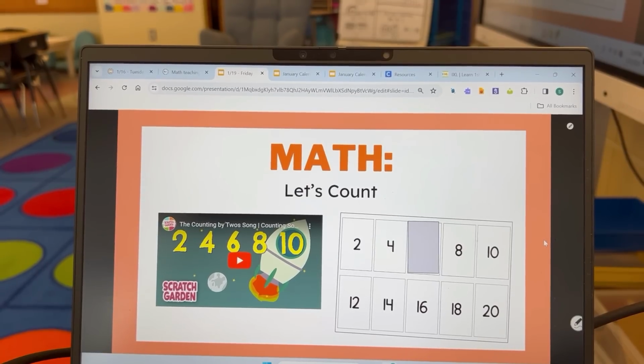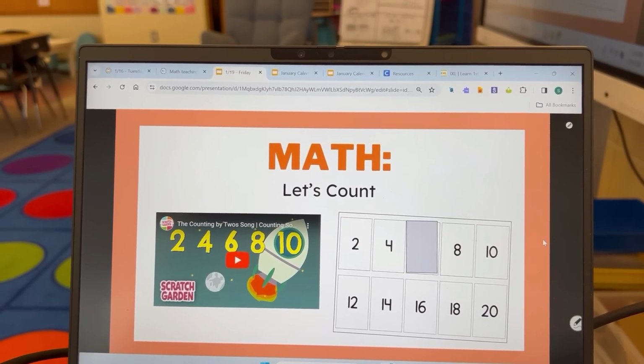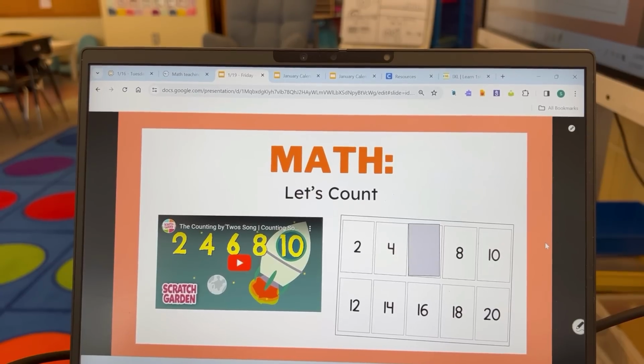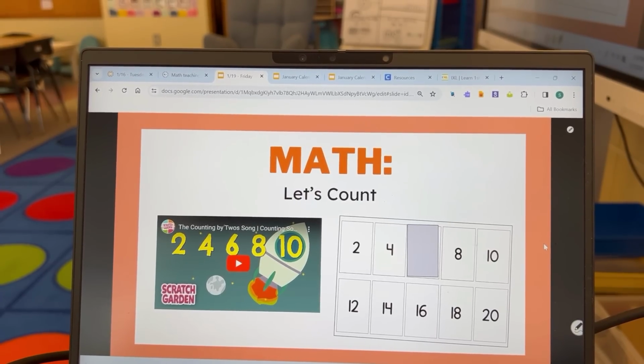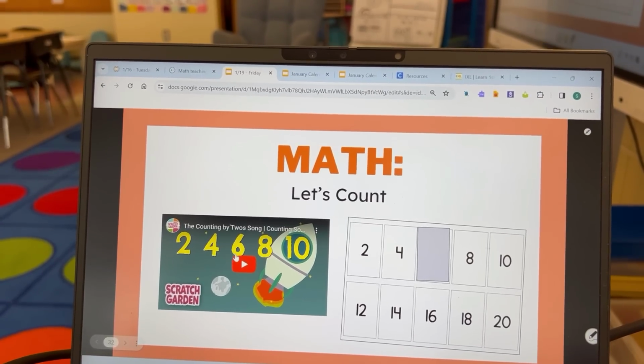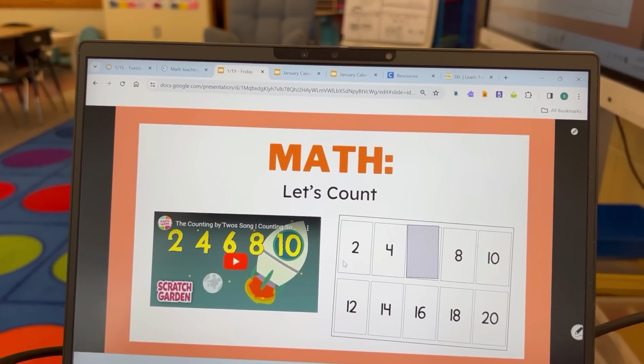I don't remember her exact role, but she's our main math person here at school. We learned this game, and I thought it was such a good one for my students because they are still struggling to count by twos quickly. So we're gonna watch the Scratch Garden YouTube video. It's like 1.5 minutes counting by twos, and then we'll play this game.